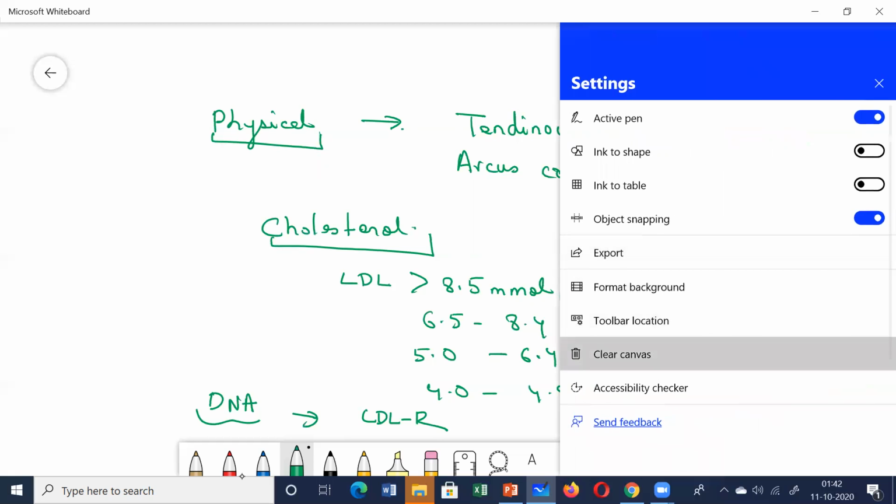So this is your Dutch lipid clinic criteria. Just a little bit I'll tell you about the MEDPED criteria, although we mainly follow the Dutch lipid clinic criteria. In the MEDPED criteria, we classify them according to age, and we calculate the total cholesterol levels in the first degree relative, second degree relative, and third degree relative, and accordingly we classify them.